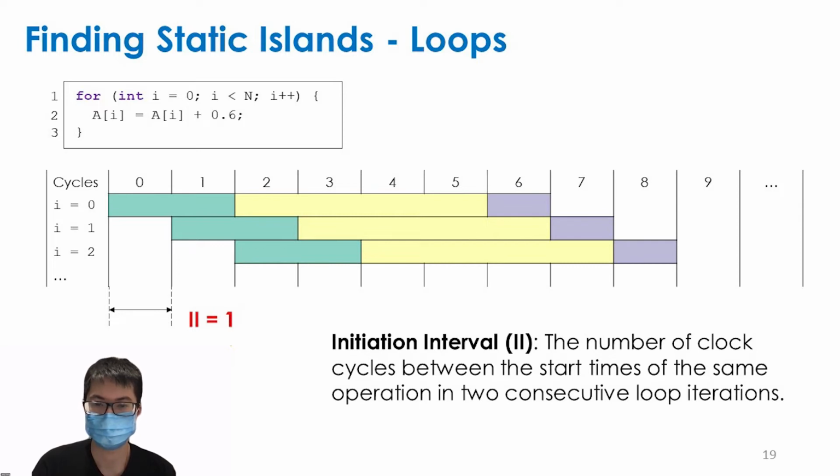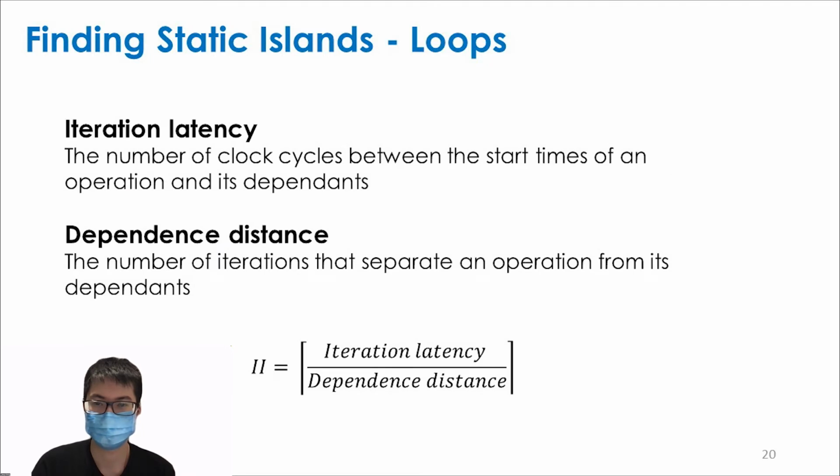II is normally used to evaluate the performance of a pipelined loop. Static loops support a constant II, and dynamic loops can have variable IIs. The II depends on two constraints. The iteration latency is the number of clock cycles between the two start times of an operation and its dependence. The dependence distance is the number of iterations that separate an operation from its dependence.